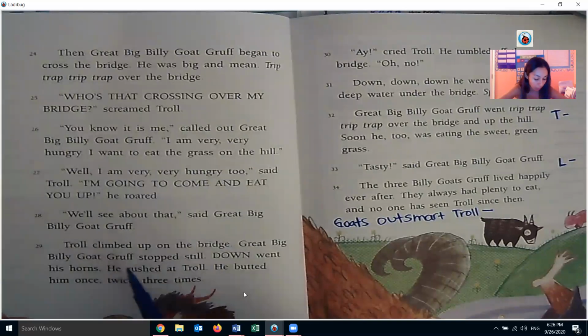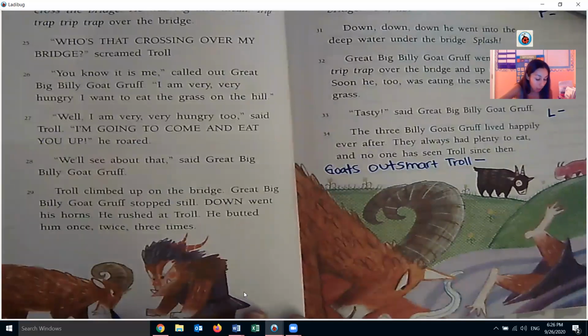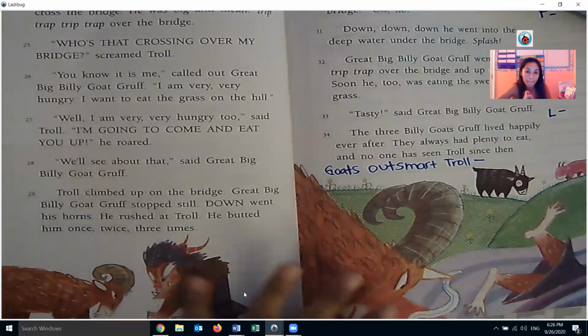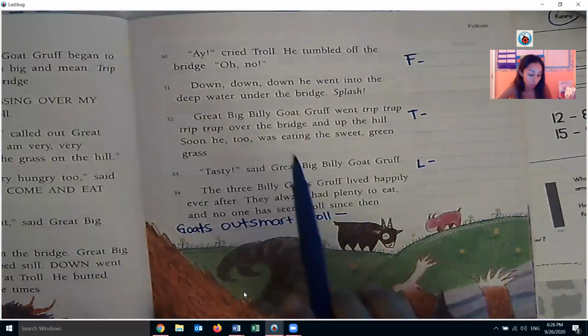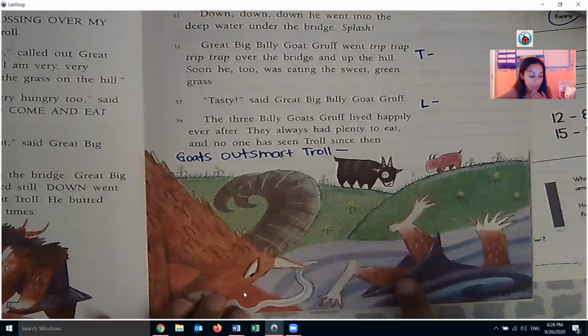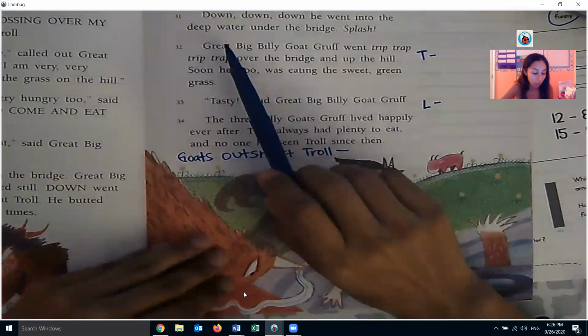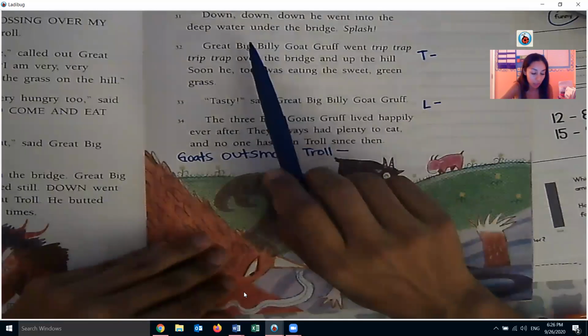Troll climbed up on the bridge. Great big Billy Goat Gruff stopped still. Down went his horns. You can see that in the picture. He rushed at Troll. He butted him once, twice, 3 times. Aye, cried Troll. He tumbled, and you can see that picture too, at the bottom. He tumbled off the bridge. Oh no! Down, down, down. He went into the deep water under the bridge.